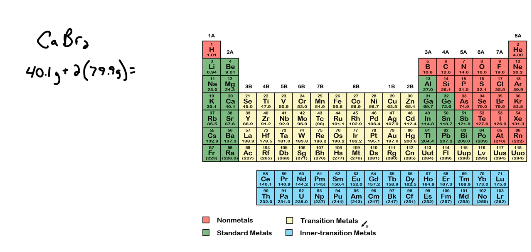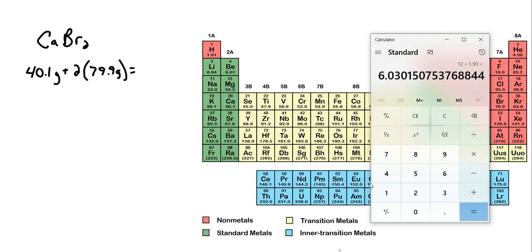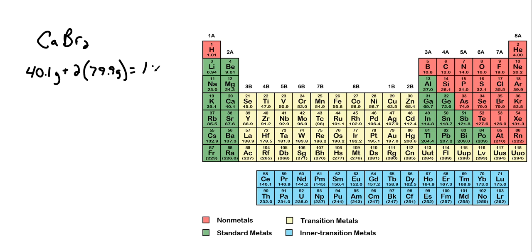So if we add those two together, grab our calculator here, clear it, 79.9 times 2 plus 40.1 equals 199.9 grams. So 1 mole of calcium bromide weighs 199.9 grams.